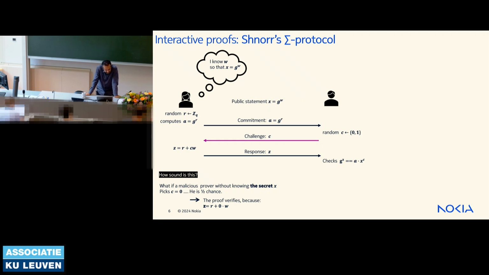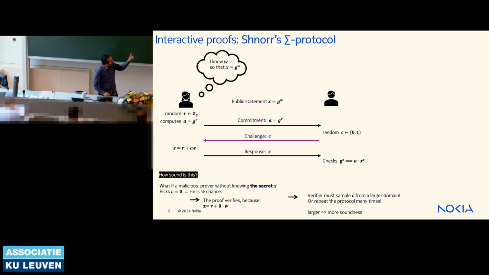So if she picks C equal to 0, there's that much chance that she can succeed in the protocol because it could be 0, right? And then Bob will check this and it works, right? So the soundness is not very good in this protocol. So what can we do?